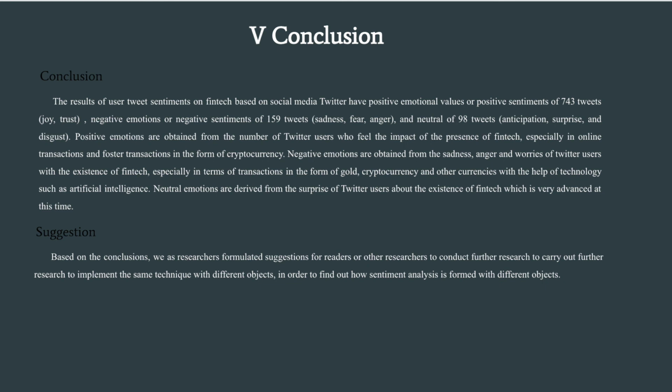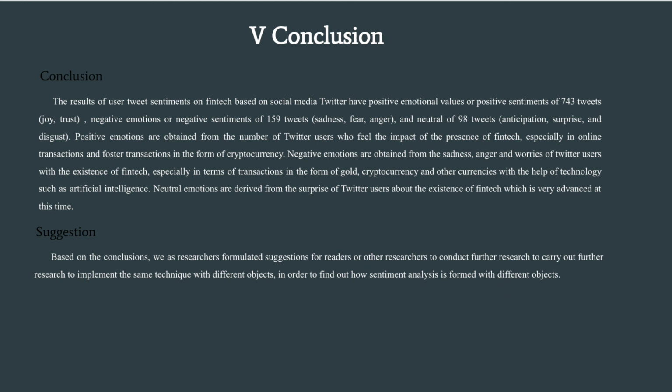Positive emotions are obtained from the number of Twitter users who feel the impact of the presence of fintech, especially in online transactions and transactions in the form of cryptocurrency. Negative emotions are obtained from the sadness, anger, and worries of Twitter users with the existence of fintech, especially in terms of transactions in the form of gold, cryptocurrency, and other currency with the help of technologies such as artificial intelligence. Neutral emotions are derived from the surprise of Twitter users about the existence of fintech, which is very advanced at this time.